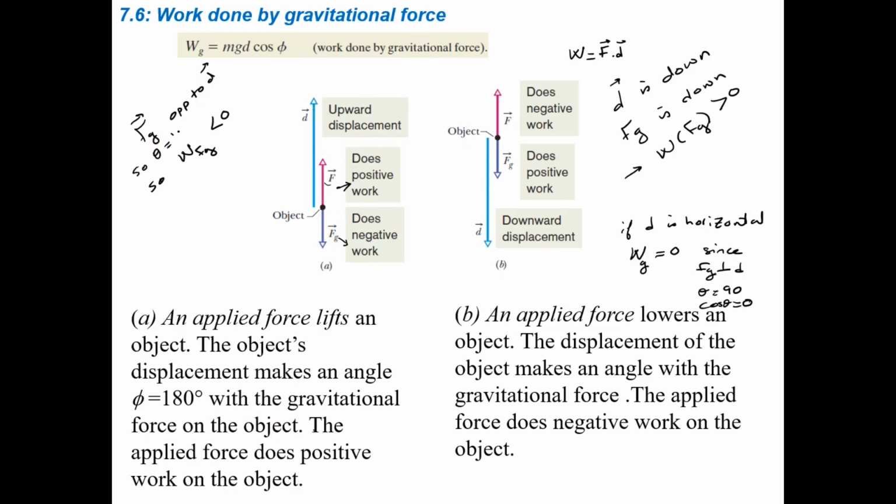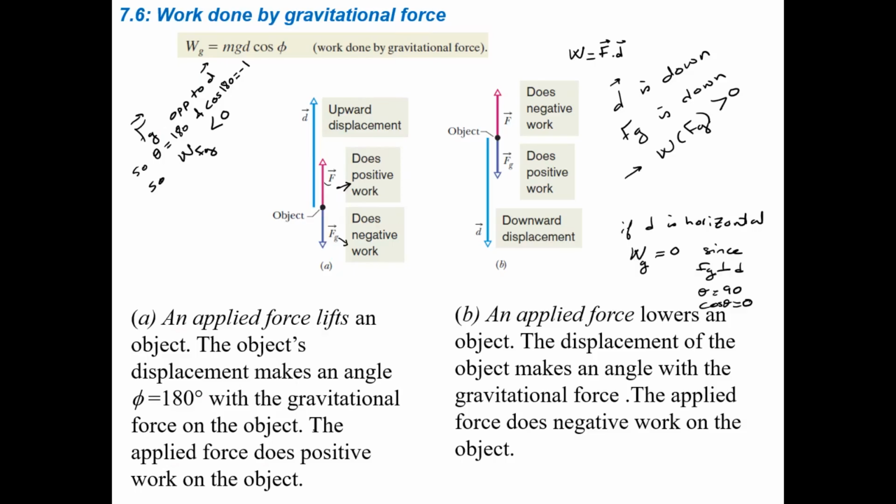So here theta is 180 and cosine 180 is -1. The result is that the work done by gravity will be negative. What does this mean? This means that the gravitational force is taking energy from the object, and it means that the gravity here is resisting the motion. It's not supporting the motion. And this makes sense. When you throw an object upwards, it's moving upwards. Gravity tries to pull it back down. It's not supporting this upward motion.